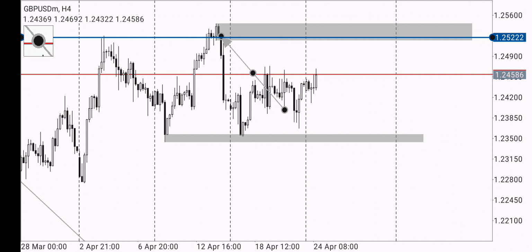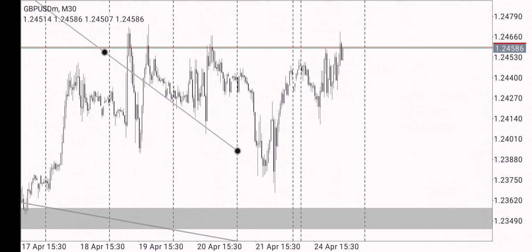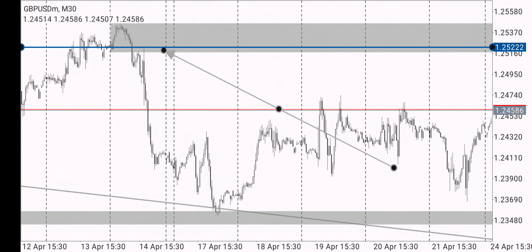So for this week, this is the supply zone I'm waiting for. Okay, and this is the liquidity. You can see this top here. Let me go to the 1 hour time frame or 30 minutes time frame, so you'll see the liquidity. I'm saying, okay, yeah, you can see this top here.